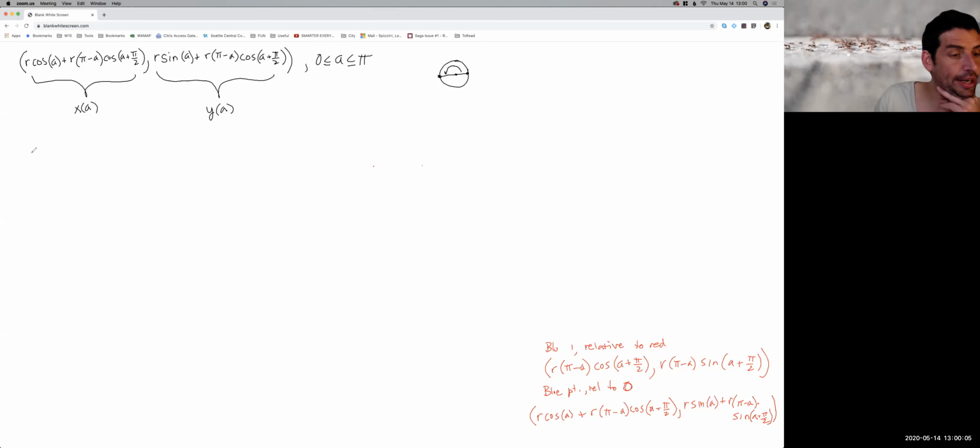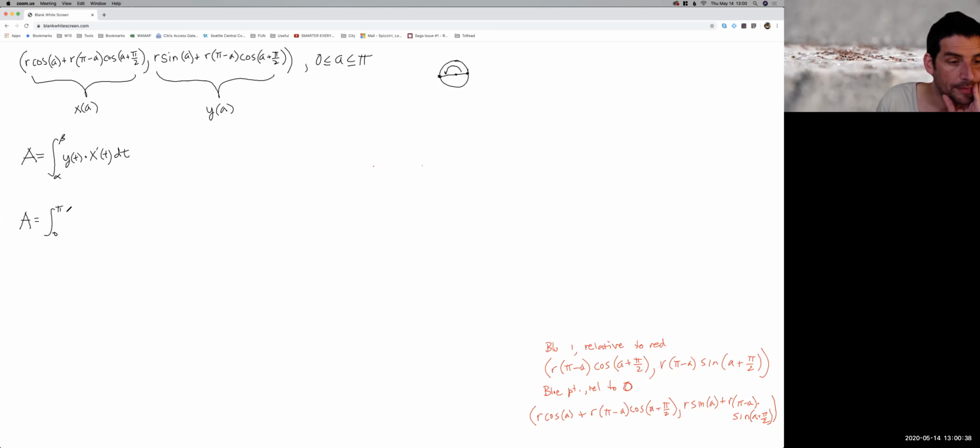Well, when we're integrating over parametric equations, what we discovered the area was in previous videos is you integrate over the beginning and end of your interval, and you have your y function times the derivative of your x function relative to the parameter. So in this case, it's going to be the integral from 0 to pi of y of A times x prime of A dA.